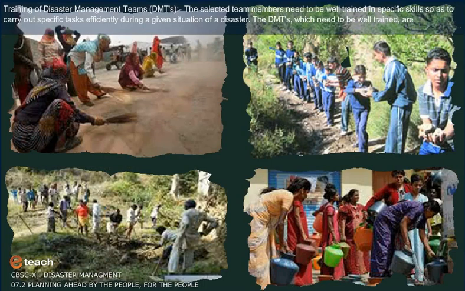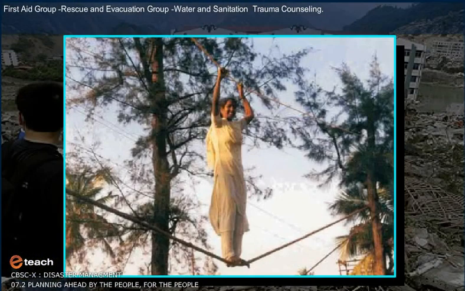Training of disaster management teams, that is DMTs. The selected team members need to be well trained in specific skills so as to carry out specific tasks efficiently during a given situation of a disaster. The DMTs which need to be well trained are First Aid Group, Rescue and Evacuation Group, Water and Sanitation, Trauma Counseling.